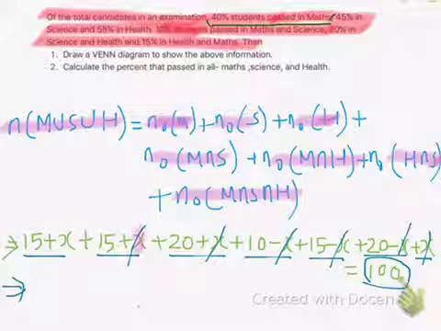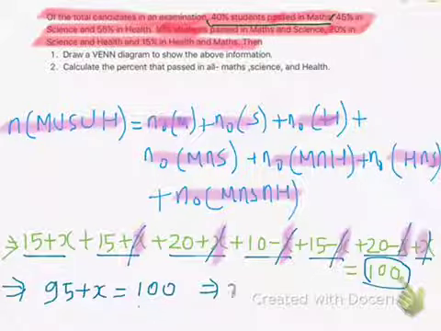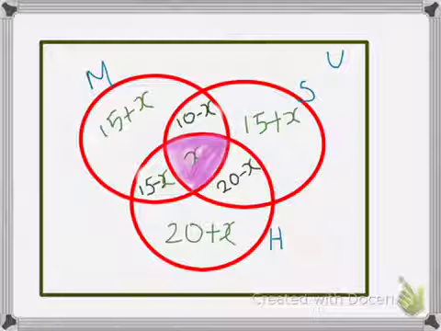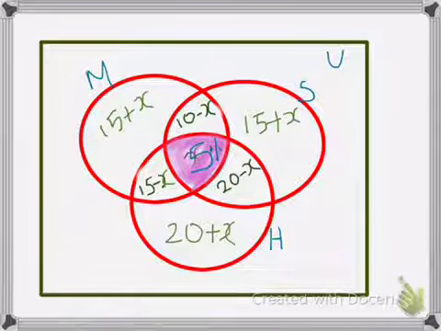Here on calculation, positive and negative X get cancelled out, positive and negative X get cancelled out. And on simplification, it gives 95 plus X equals 100, so X equals 5%. So here our central X, the intersection of all three parts, is 5%.